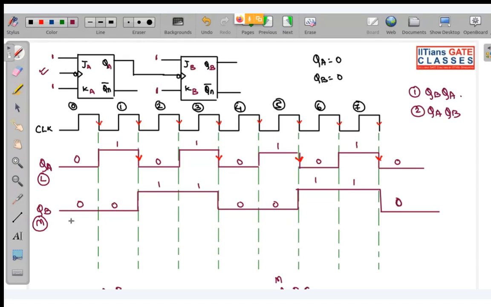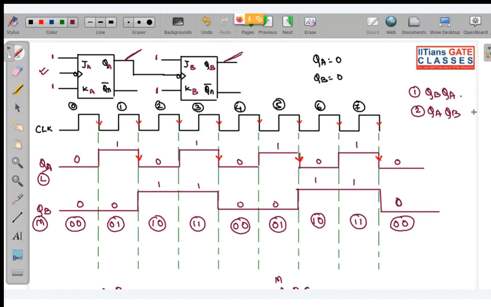So your counting sequence will be what? At each clock pulse, the counter will be counting. So this will be 0, 0. This will be 0, 1. This will be 1, 0. Over here, this will be 1, 1. Again you can see 0, 0, 0, 1, 1, 0, 1, 1. Again 0, 0. So this counting sequence will go on and on. If I take output QB QA, my counting sequence will be what? Have you noted this down? So note this down.